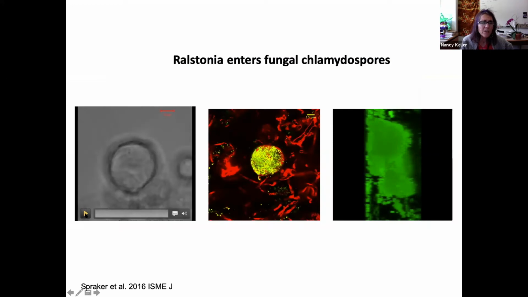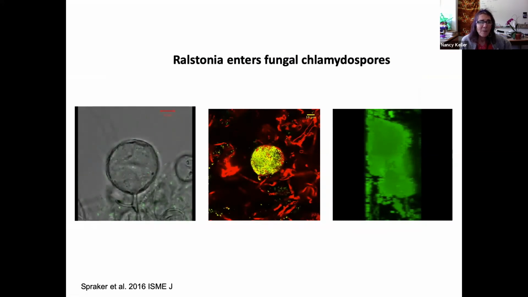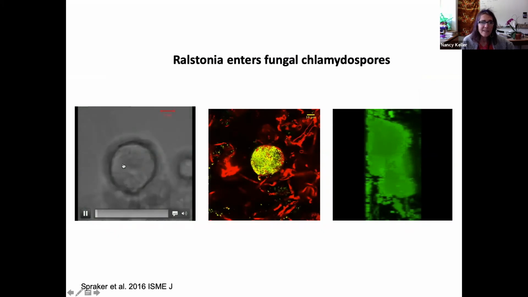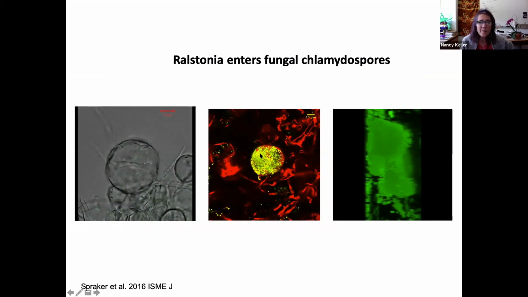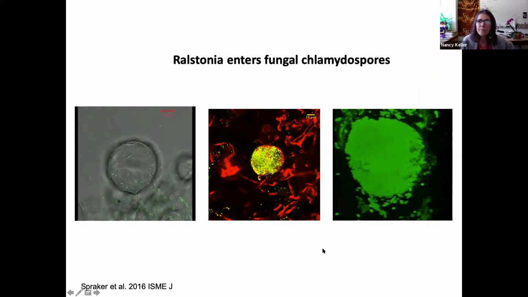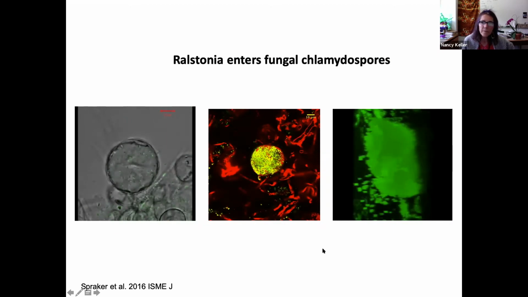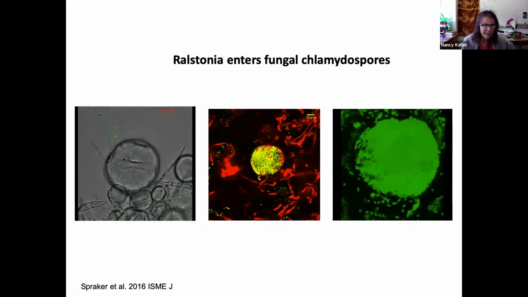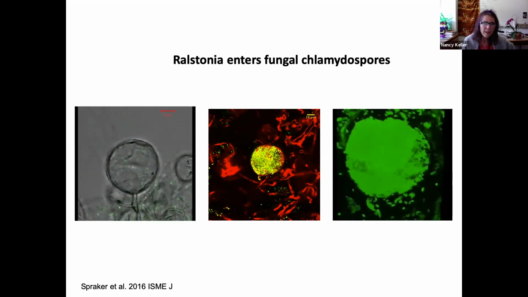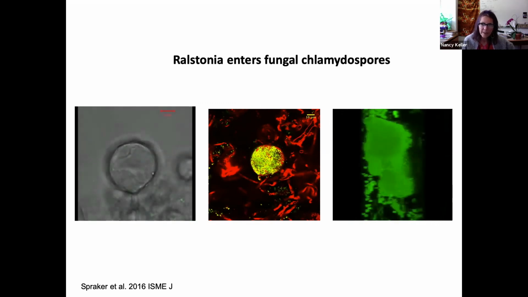So we got a GFP labeled strain from Dr. Allen, and we found that indeed the bacteria would induce the chlamydospores and then go inside. And this is a movie of a Z stack. We saw some chlamydospores had hundreds, some had thousands of bacteria in them. So how did the bacterium induce these chlamydospores? That became our next query.